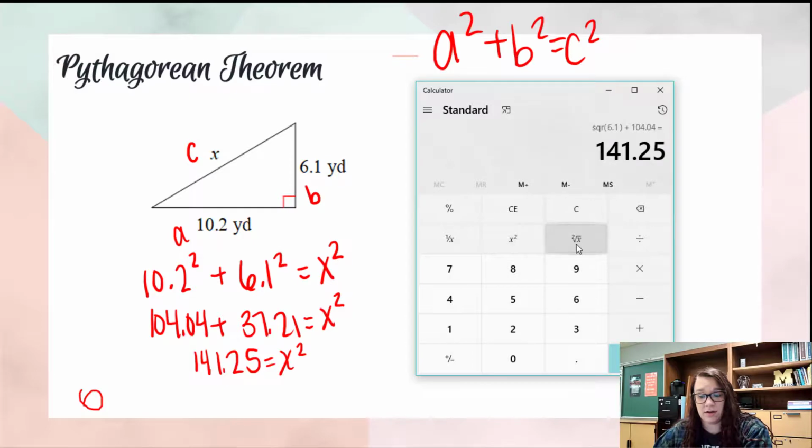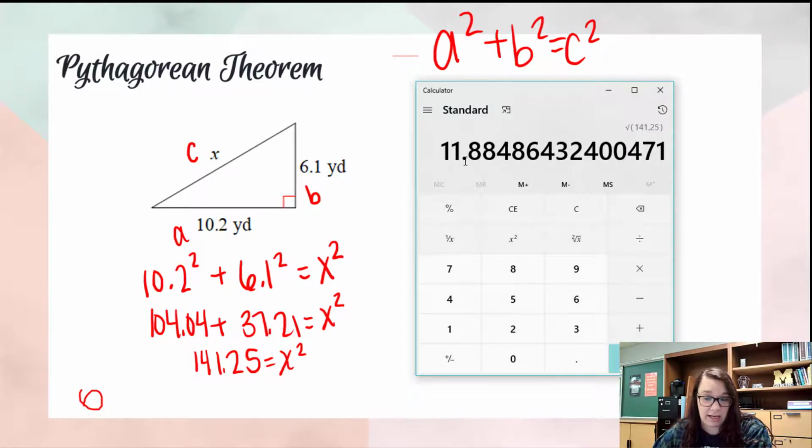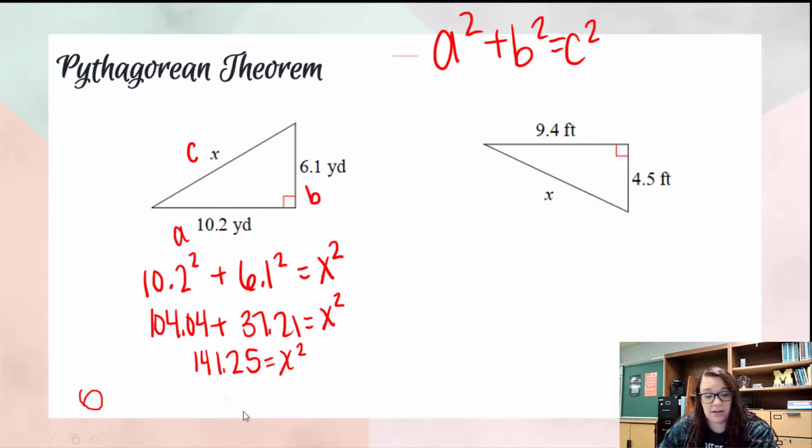So here's my answer, and if I use this button, it'll take the square root of it. So it's approximately 11.88. So x is approximately 11.88, I'm going to use the approximately equals sign. Let me double check. Yeah. And we're talking yards.